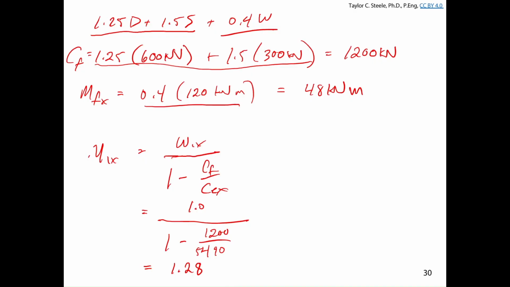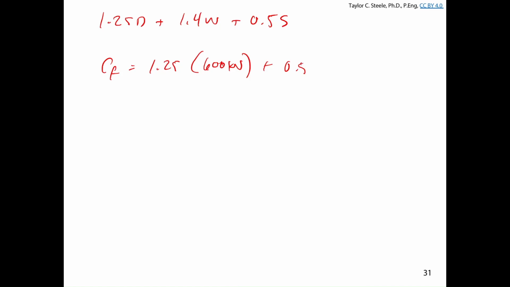So that's only for this combination, right? If we're looking at the interaction equations, we've got a big Cf, which results in a big U1x value, but the moment is relatively small compared to the 120 kilonewton specified wind load. We might also look at 1.25 dead plus 1.4 wind plus 0.5 snow, in which case Cf is 1.25 times 600 kilonewtons plus 0.5 times 300 kilonewtons. In this case, we get a factored axial load of 900 kilonewtons, which is smaller.